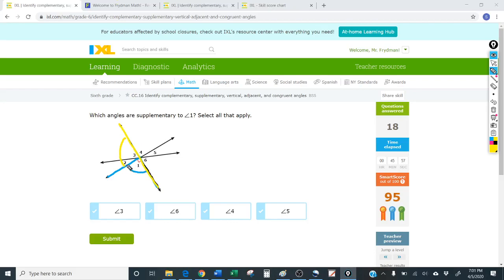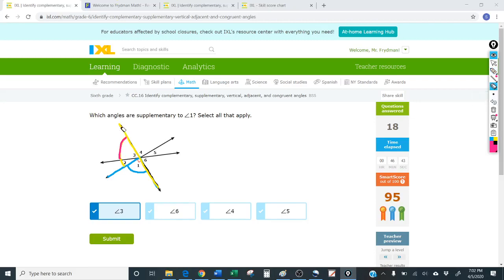So I know that angle 1 plus angle 2 plus angle 3 must add up to 180 degrees. However, this is only giving me angle 3 individually as an answer choice. So that's not going to work. Angle 3 by itself plus angle 1 does not add up to 180 degrees. I need to get angle 2 also, but it's not giving me that as an answer choice. Okay, angle 6 also doesn't work. Angle 5 also doesn't work.